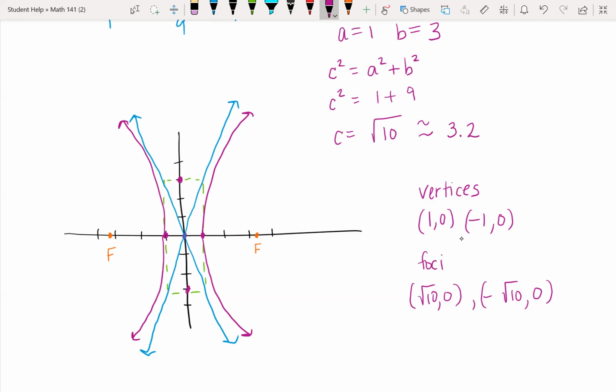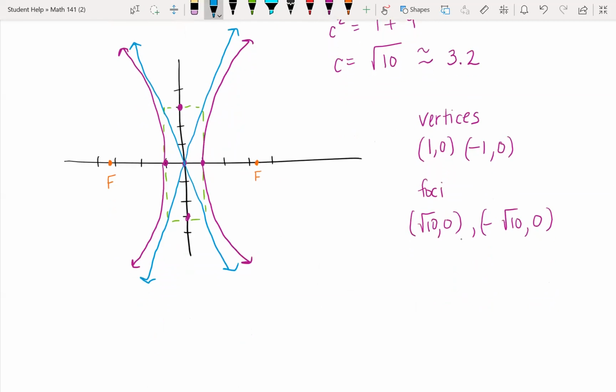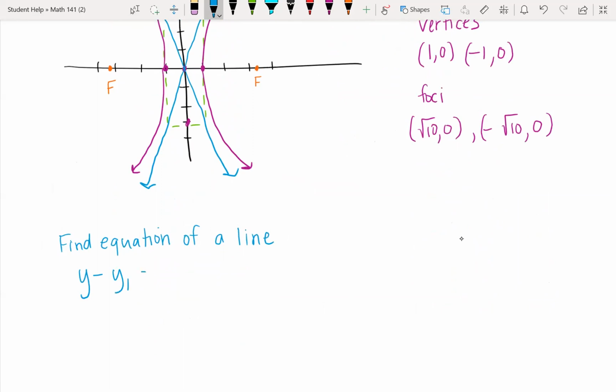Now let's figure out what the equations of our asymptotes are. As a reminder, we have this formula to find the equation of a line. We need a point and we need a slope. So we can use this formula, y minus y1 equals m times x minus x1. x and y are the variables, and then x sub 1 and y sub 1 are a specific point.